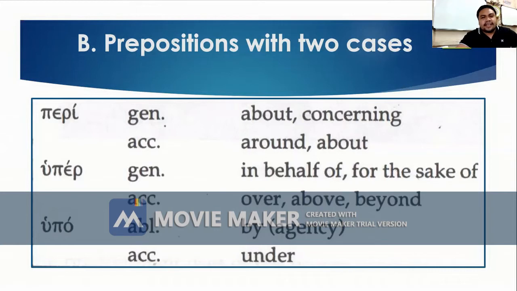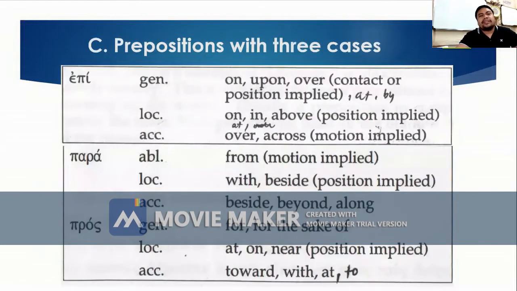Next is hypo. It is in ablative and accusative. In ablative, it means by, and accusative, under. So hyper and hypo: over and under. Hyper, over; hypo, under. Next we have the prepositions with three cases.